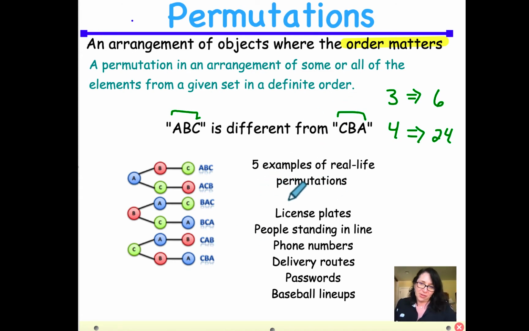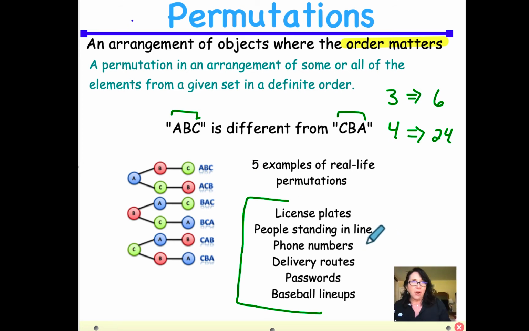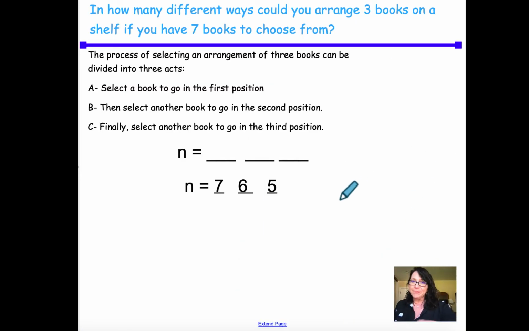Where order matters, here are some examples: passwords, license plates, people standing in line, and phone numbers, especially phone numbers, because phone numbers are really tricky. You have the area code, then the line number, and you cannot have certain numbers in your area code. They can't ever start with 0, and the first number of your phone number also can't be 0 or 1. So there are certain rules for phone numbers where order does matter.